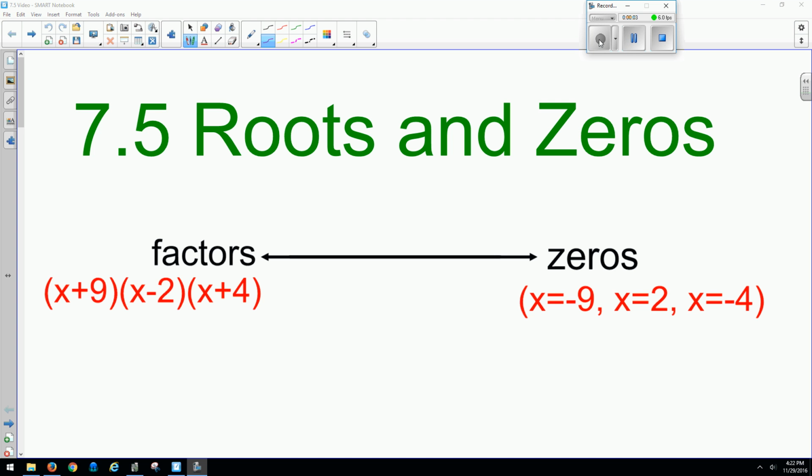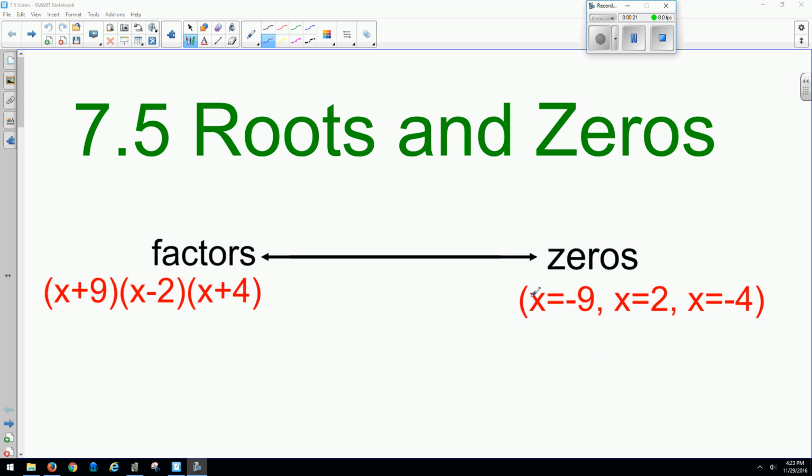Today we're going to talk about roots and zeros. We actually have talked about this already, so this should hopefully be a review. Let me just start off by reminding you the difference between factors and zeros. So what we see over here are factors, where you can multiply them out to get the original polynomial.